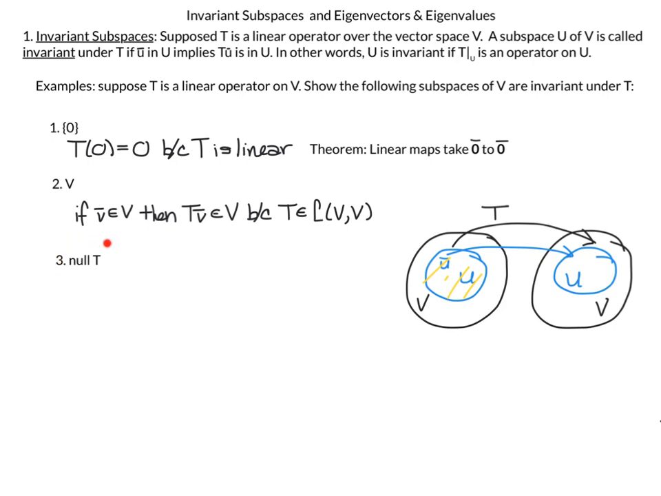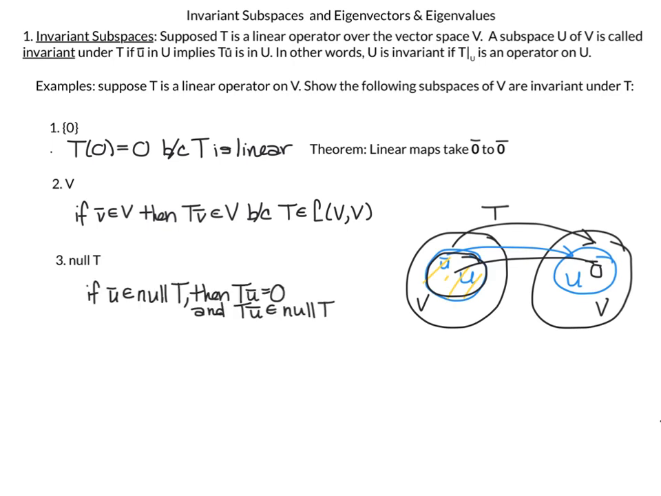Our next example is the null space of T. And remember, if U is equal to the null space of T, that means all of these vectors u map to the 0 vector. So we need to consider what happens to the null space of T as we apply our transformation. But we've already determined that just by using the definition of null T. So if u is in the null space of T, then T of u is equal to 0, which is in the null space of T.